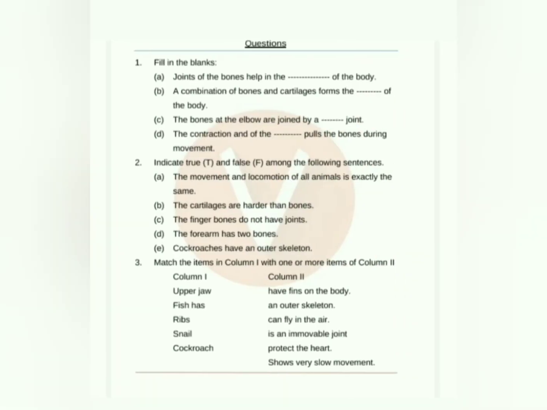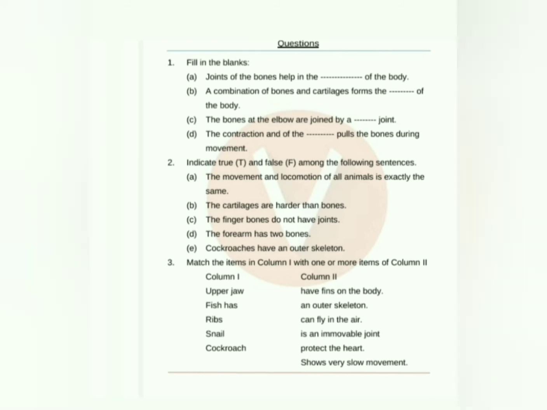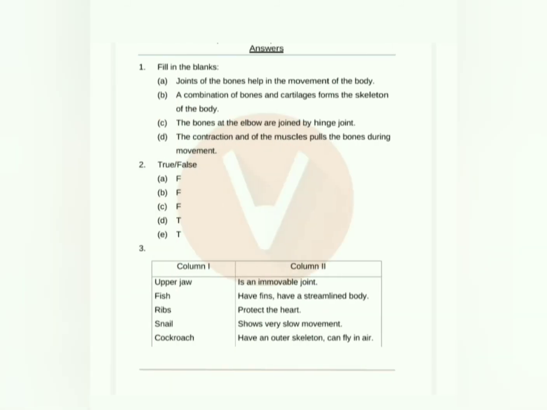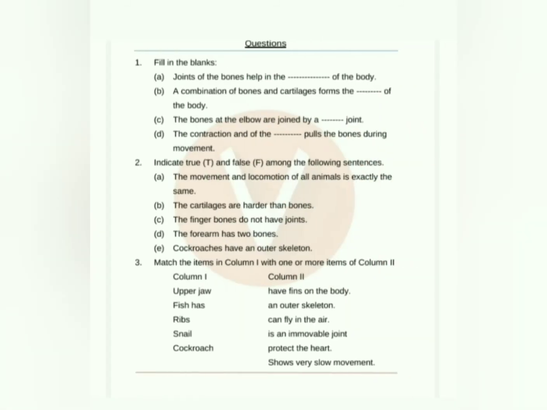Next, see D. The contraction and of the dash pulls the bones during movement. What is the answer? Does contraction and relaxation take place in bones or muscles? Contraction and relaxation take place in muscles. Means the answer is muscles. The contraction and relaxation of the muscles pulls the bones during movement. Next, second one.